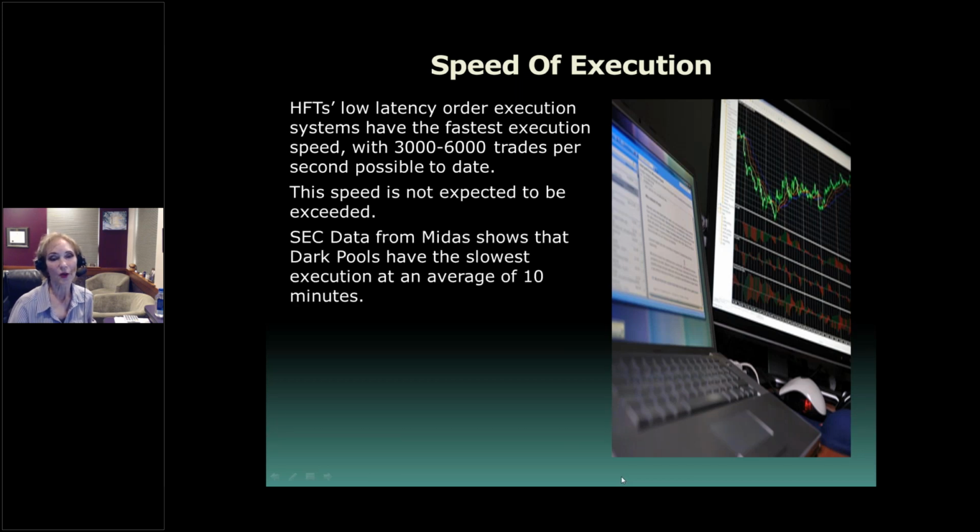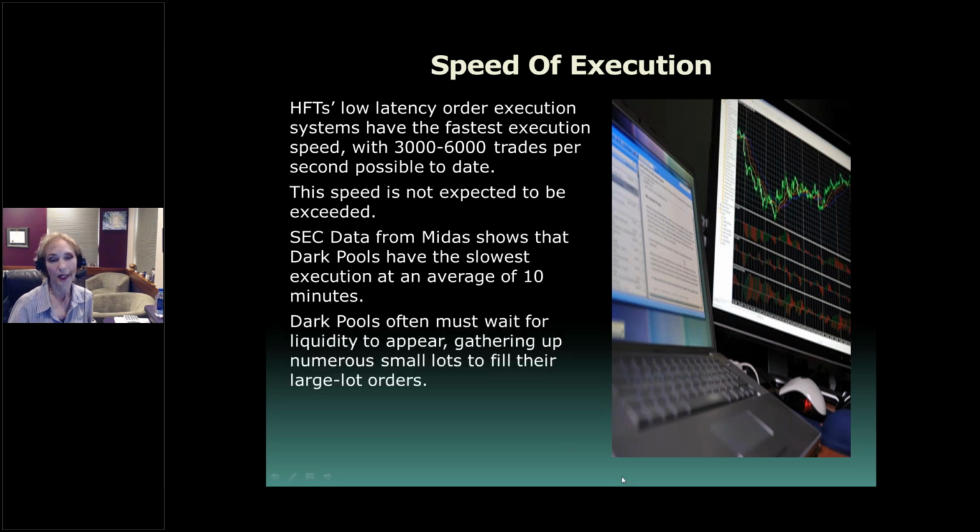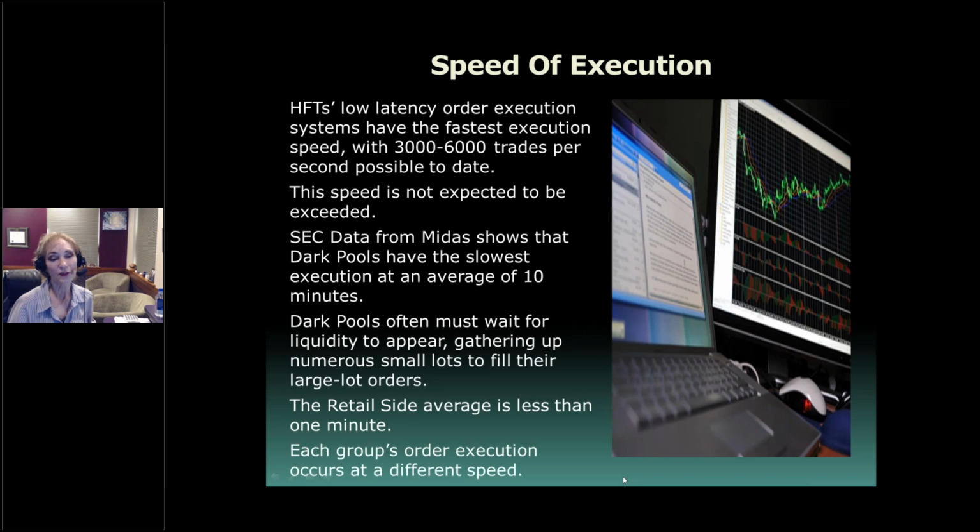SEC data from Midas shows that dark pools have the slowest execution, about 10 minutes to fill their large lot order. Dark pools often must wait for liquidity to appear, gathering up numerous small lots to fill their large lot orders. The retail side average is less than 1 minute, usually a little bit longer. Each group's order execution occurs at a different speed, so somebody can front run you because you're on the minute scale, and that's as fast as you're allowed to trade.